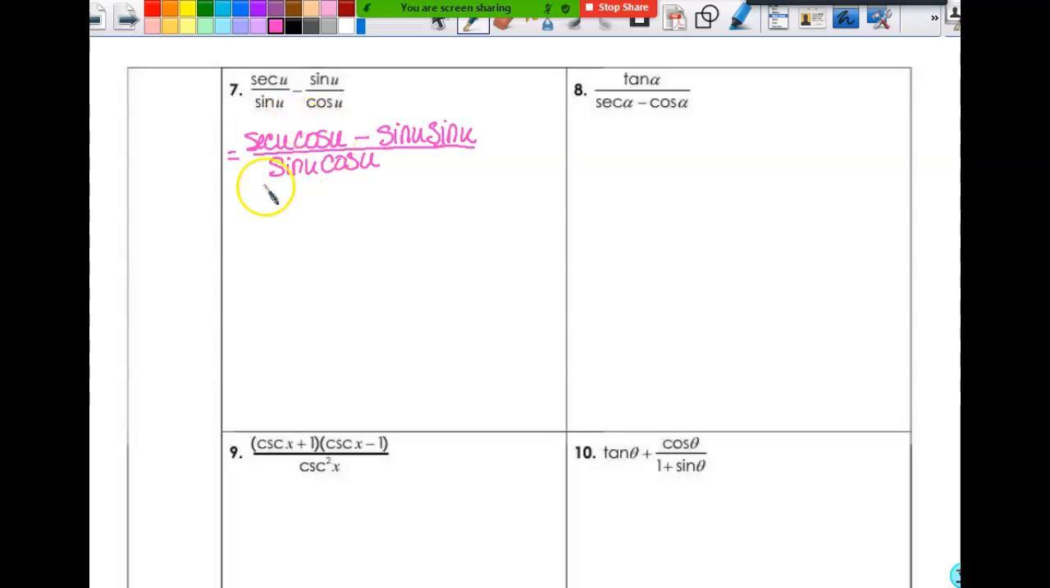All right, so this first term here, or let me just go ahead and rewrite my denominator. This is sine u, cosine u. So this first term, secant times cosine, those are reciprocals of each other. So when I multiply the two together, what do I get? 1. So these multiplied together give me 1. I don't even have to make it into a fraction or anything. You just know they're reciprocals. You're going to get 1. And then sine times sine is sine squared.